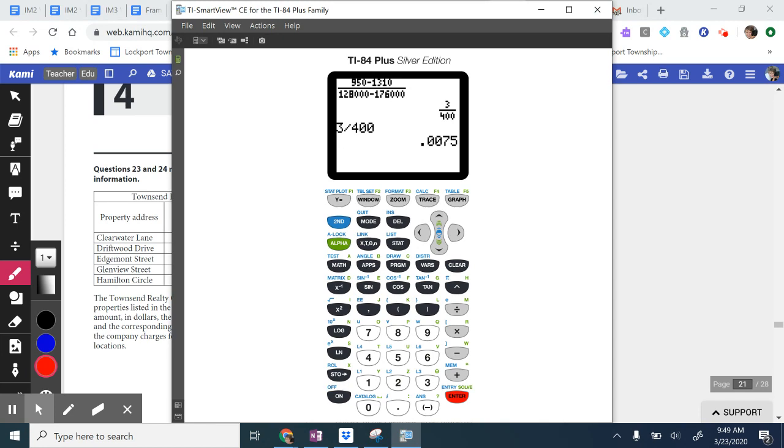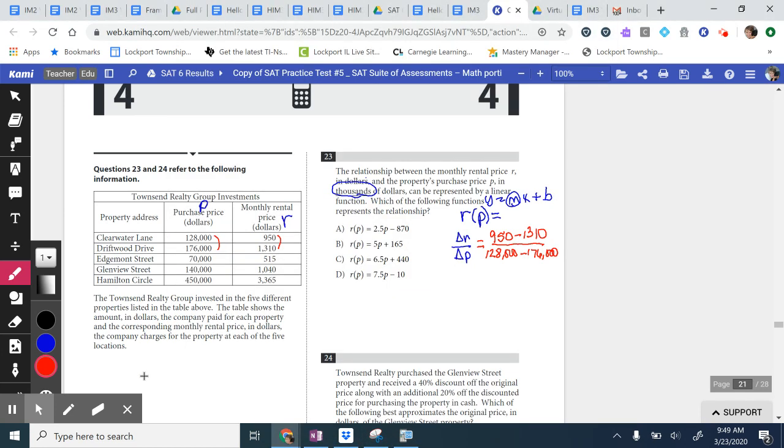0.0075, which doesn't look like an answer choice, but actually it is, because we want to remember that this is in thousands of dollars. But even if I didn't understand that, I think I would still just match up the one that I got. I'm like, this is the only slope that looks remotely like what I'm getting as far as numbers, so D has to be the correct answer.